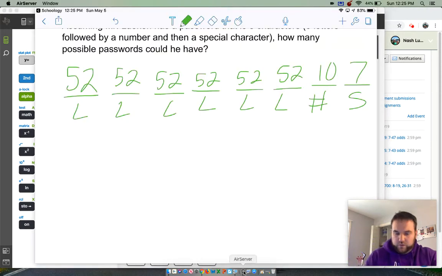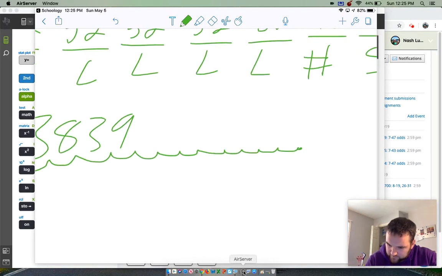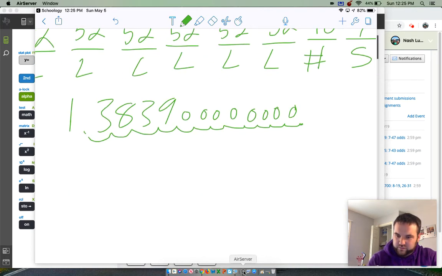1.3839. So let's see, 1.3839. But I move this over 12 times: 1, 2, 3, 4, 5, 6, 7, 8, 9, 10, 11, 12. And I fill all these in with zeros. You can see why there's a lot of different passwords here.